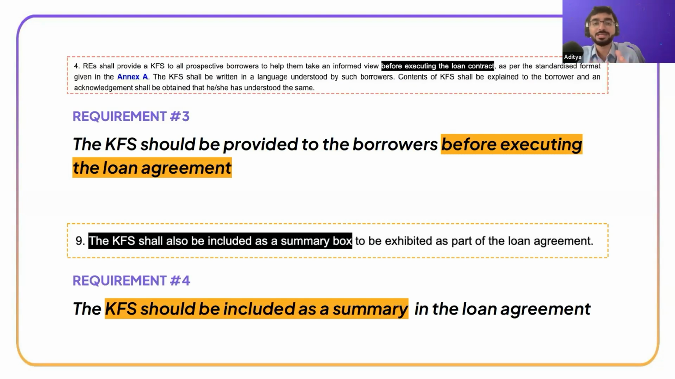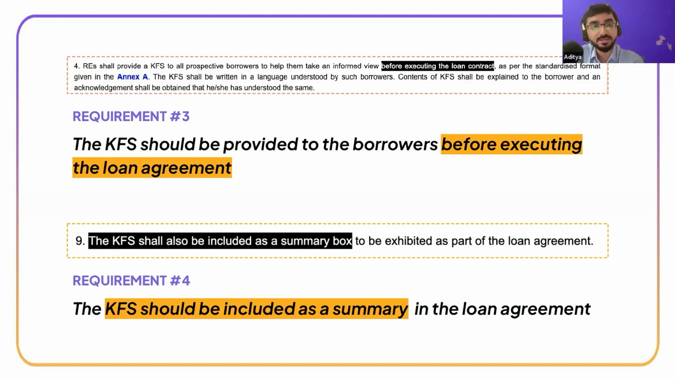Now we come to a slightly more ambiguous requirement, right? The third and fourth requirement, which is a question of when does this KFS actually come into play in your loan workflow, right? The third requirement says that the KFS has to be provided to the borrower for them to make up their mind before executing the loan contract. And the fourth one says that the KFS should also be included as a summary box in the loan agreement.